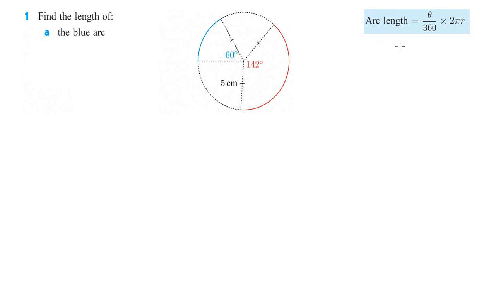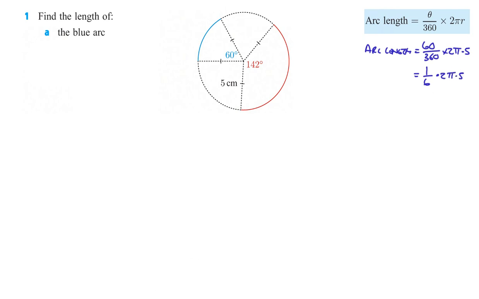So in this case, we're going to do the arc length equals 60 over 360 times 2 times pi times our radius here, which all of these radii are 5. So 2 times pi times 5. What this means is 60 over 360 reduces down to 1/6. So that means that this blue piece here is 1/6 of a full circle. So it's 1/6 times 2 times pi times 5.